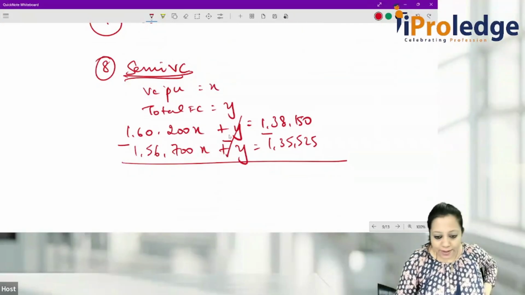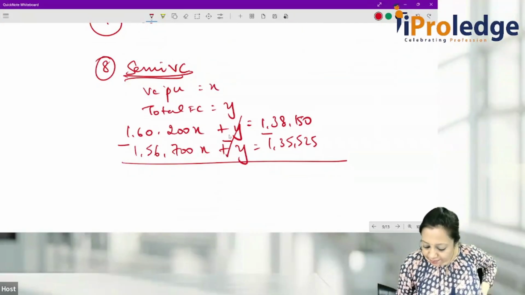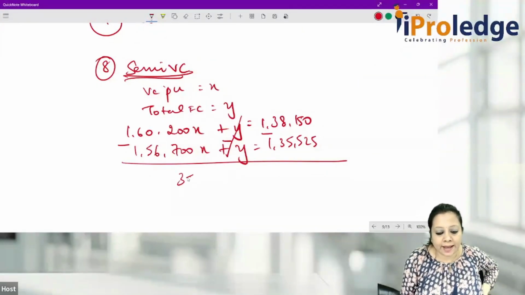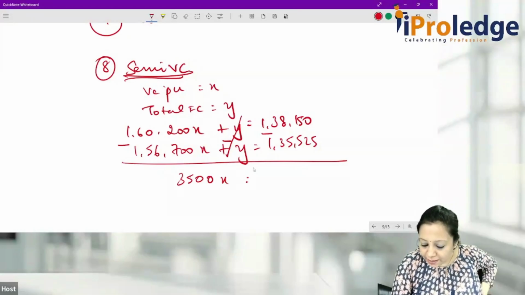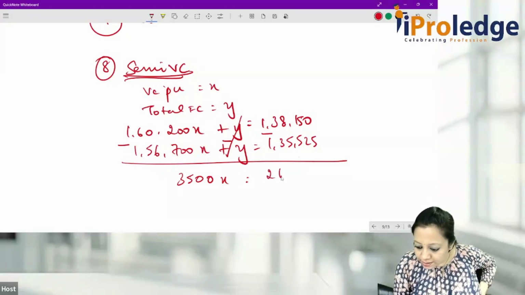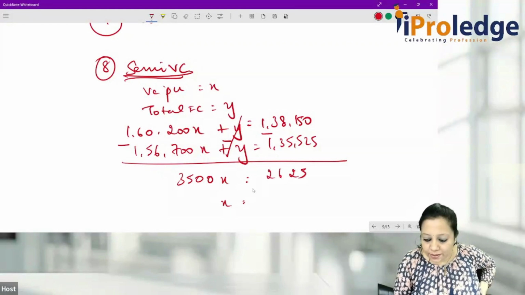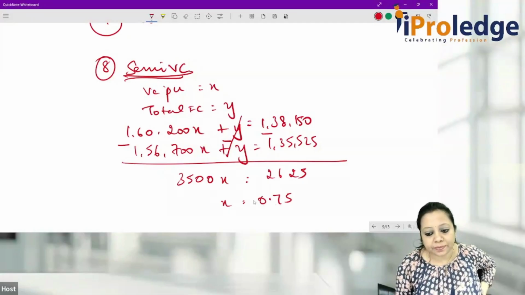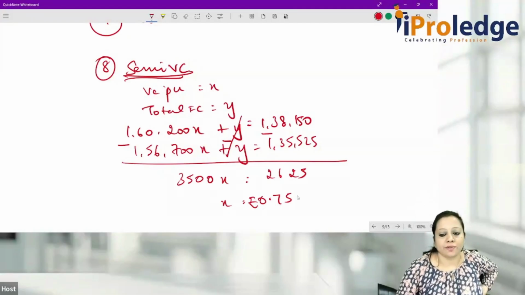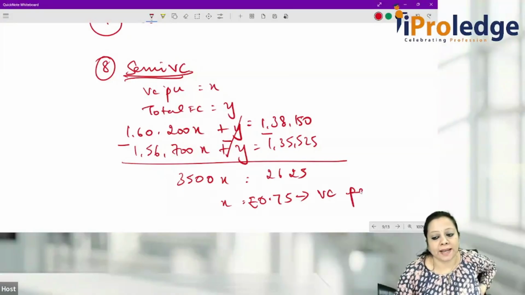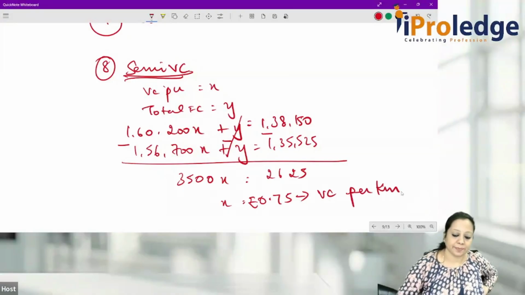Right, students? So it is going to be 1,60,200 minus 1,56,700. That is 3,500 X, that is equal to 1,38,150 minus 1,35,525. So that is 2,625. So X is equal to 2,625 divided by 3,500. That is 0.75. So variable cost per kilometer is 0.75. Those of you who feel, ma'am, I'll get confused, please write variable cost per kilometer is equal to 0.75.